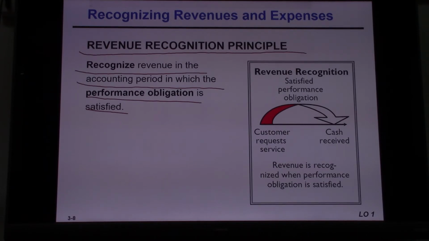And as you see in this illustration, let's assume that on May, a customer requested a service from you. On June, you performed this service. On June, you satisfied your obligation. In this period of time, you are required to record or to recognize revenue, because you satisfied your obligation, you performed the service.